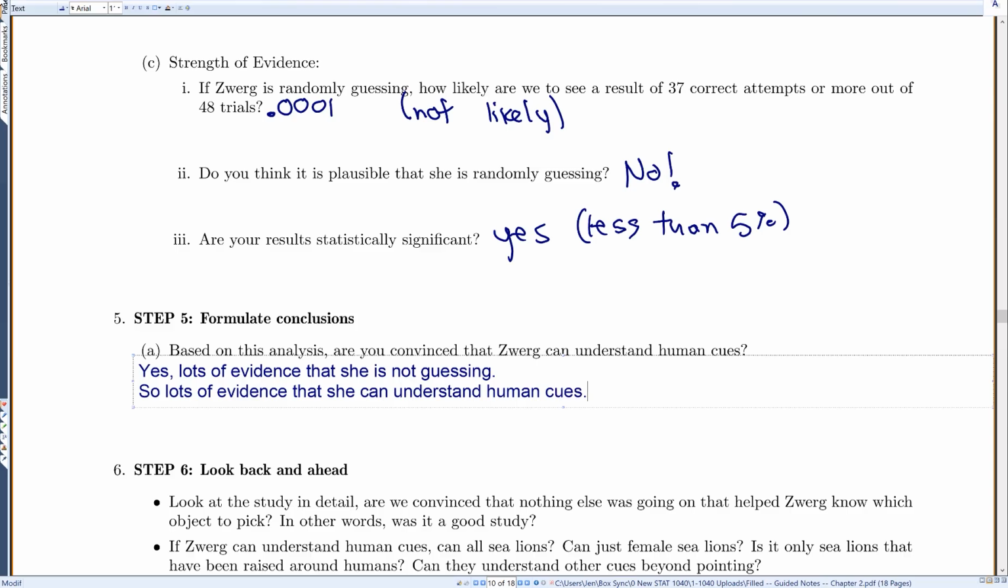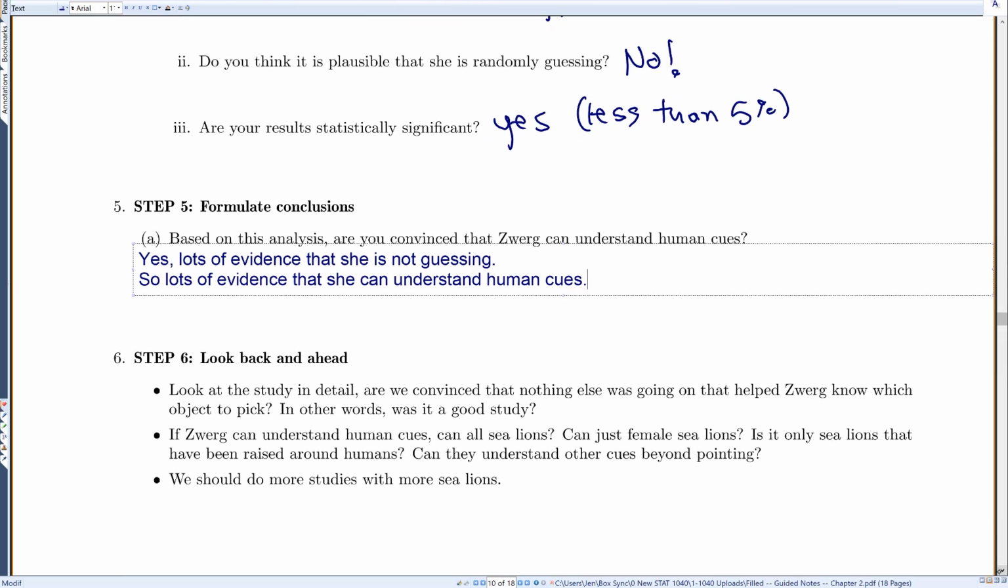And step 6, let's look back and ahead. So looking at the study in detail, are we convinced that nothing else was going on that helps Zwerg know which object to pick? And otherwise, was it a good study? Now, we don't really know that. We'd have to go back and look at the study details more.